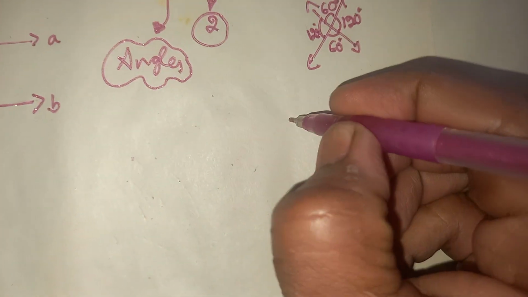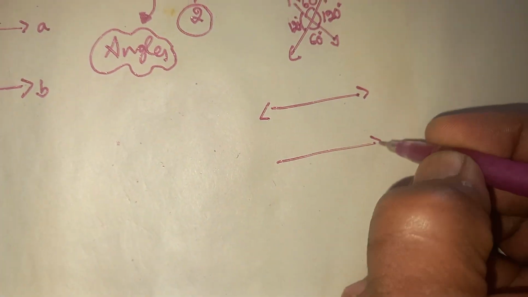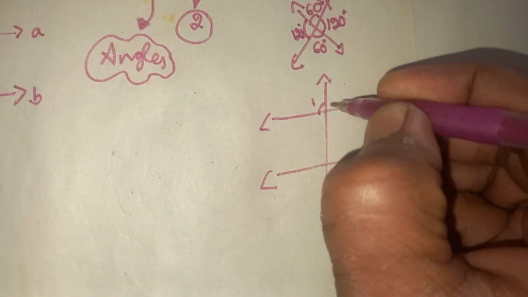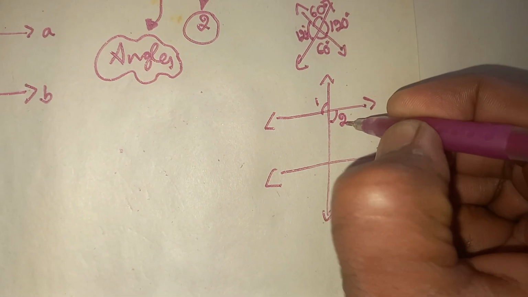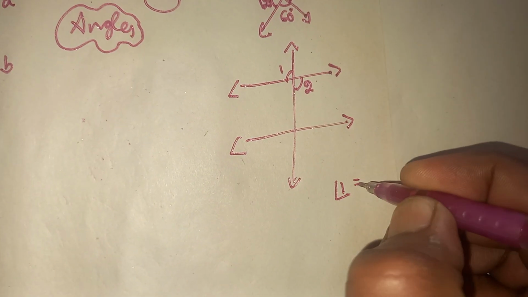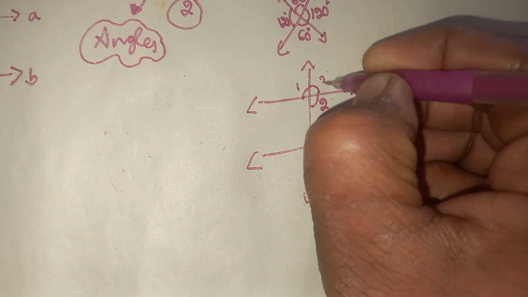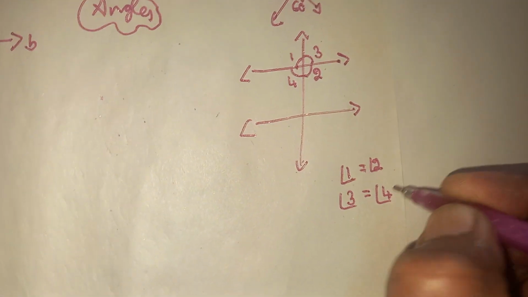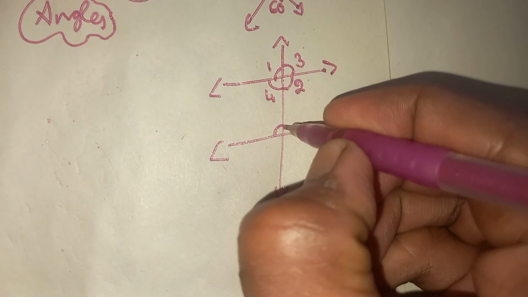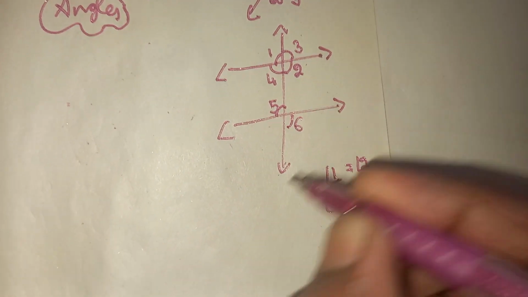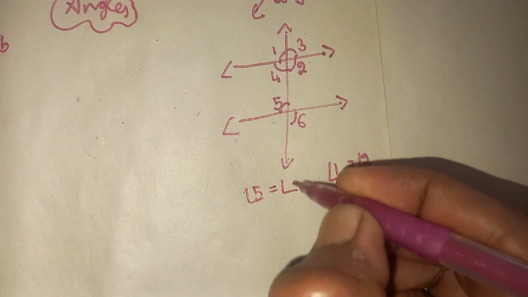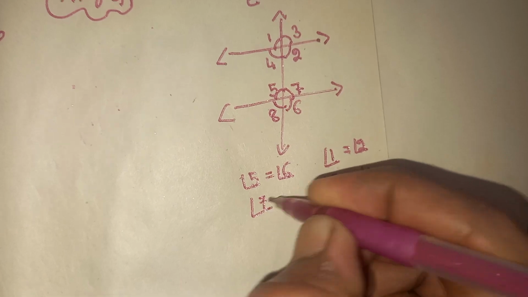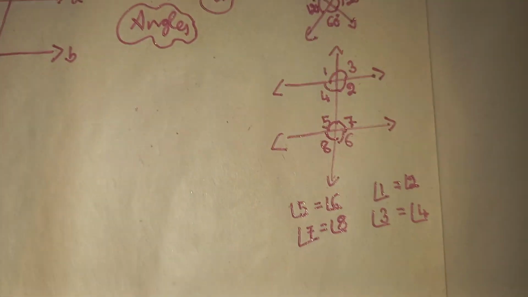Now I'm going to show how, where two parallel lines are intersected, vertically opposite angles are formed. Here angle 1 is vertically opposite to angle 2, so these two angles are equal, and angle 3 is equal to angle 4. They are also vertically opposite angles. And here angle 5 equals angle 6, which are also vertically opposite angles, and angle 7 equals angle 8, also vertically opposite angles.